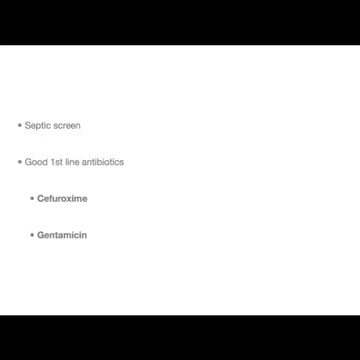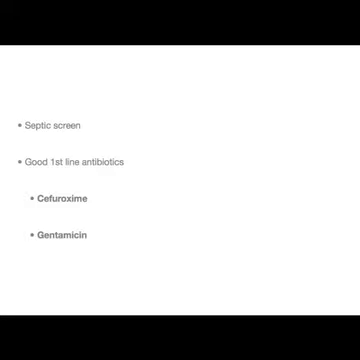Remember, in septic shock, it's important to do an infection screen. And this includes a chest x-ray, culture of the blood, urine, sputum, lumbar puncture, ultrasound, and possibly CT of chest and abdomen. A wide range of antibiotics are available to obviously treat different types of sepsis, but a good first choice would be IV cefuroxime or gentamicin.